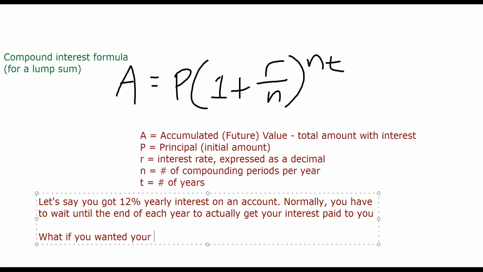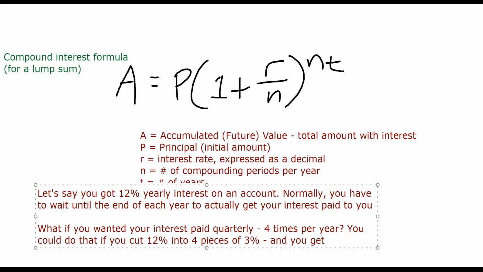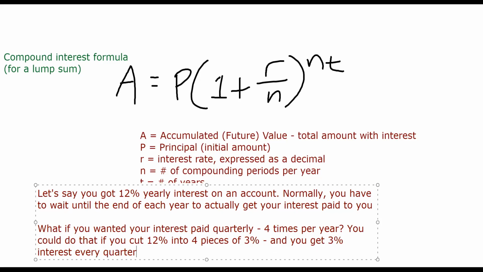What if you wanted your interest paid quarterly, 4 times per year? What if instead of having to wait till the end of the year, you just have to wait till the end of every 3 months and you'll get some fresh interest thrown into your account? You could do that if you cut 12% into 4 pieces of 3%, and you get 3% interest every quarter. That's what it's talking about when it's talking about number of compounding periods per year. You can actually speed up when you get your interest, but you get less at any one time.